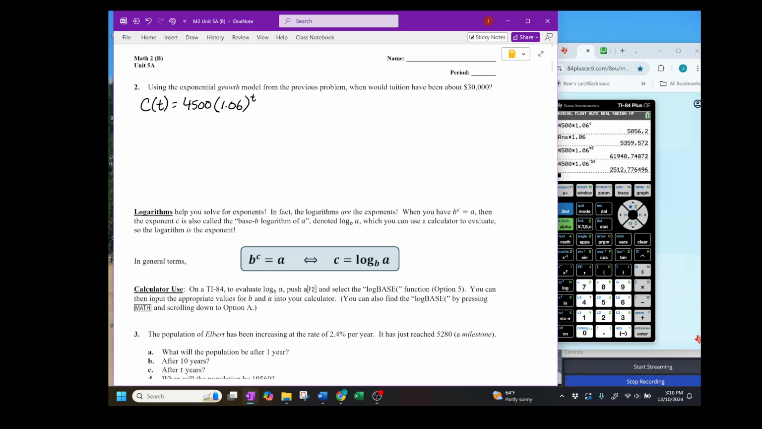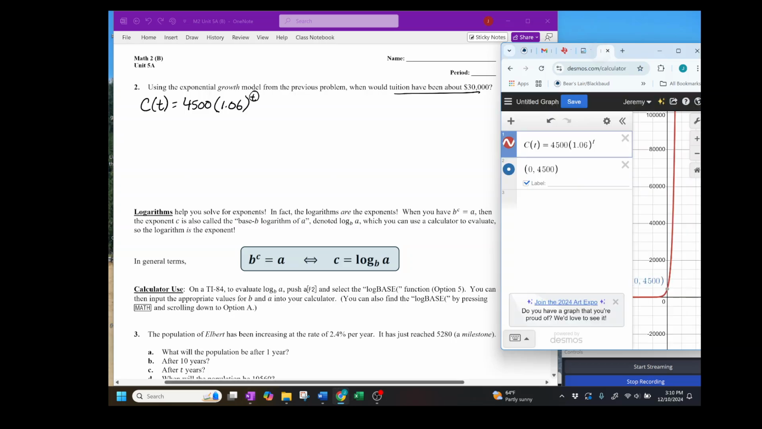So we're taking 106% of 4,500 and then 106% of whatever that is, and then 106% of whatever that is, every year for as long as we need to. The question is, when would tuition have cost about $30,000? You could plug in a whole bunch of t's until you find the t value that gets you 30,000 as the final answer. Or you could graph the thing on Desmos, which we did earlier.